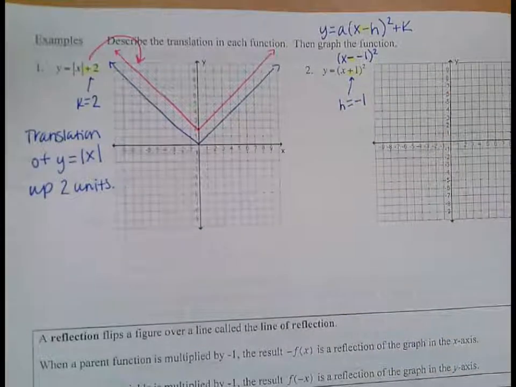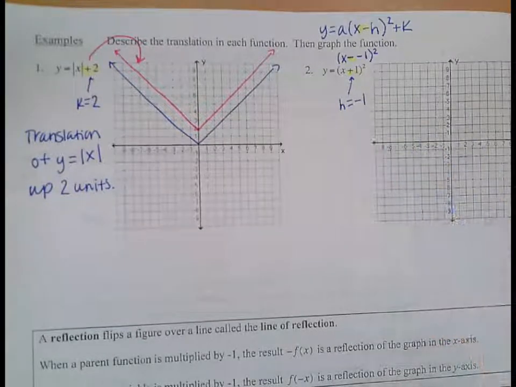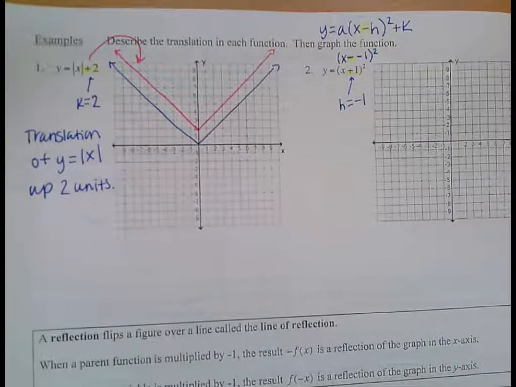So an easy way to think of it, h is always the opposite sign of what it appears to be in the function. So if you see plus, h is really negative. If you see minus, h is really positive. And then since h is negative 1, h is going to shift the graph left or right. Because it's negative, it's going to the left. If it was positive, it would go to the right.